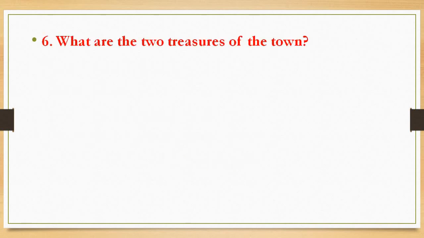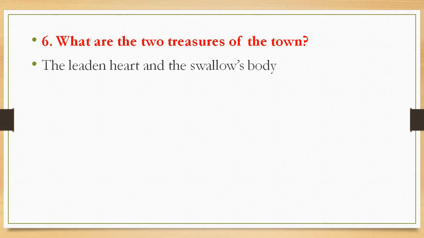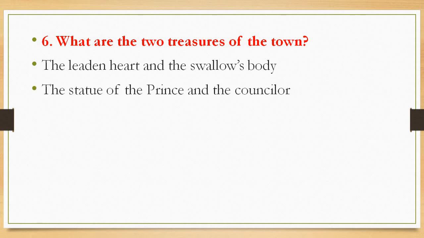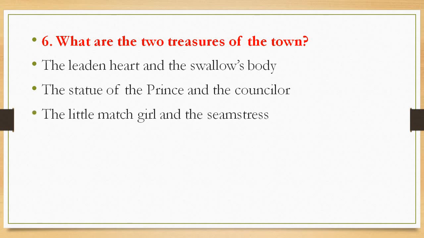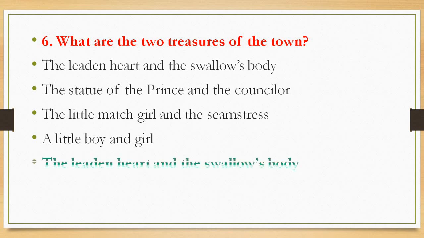Okay, so this is the last question that we have to deal with. What are the two treasures of the town? First option, the leaden heart and the swallow's body, the statue of the prince and the counselor, the little match girl and the seamstress, or little boy and girl. And the correct answer to this question is the leaden heart and the swallow's body. These are the two treasures of the town.